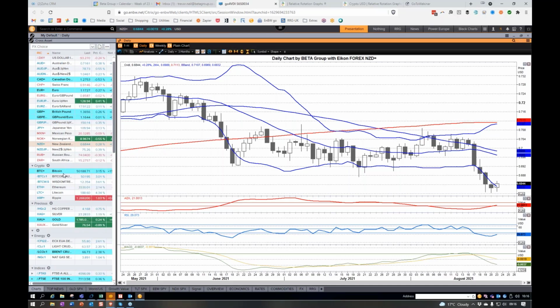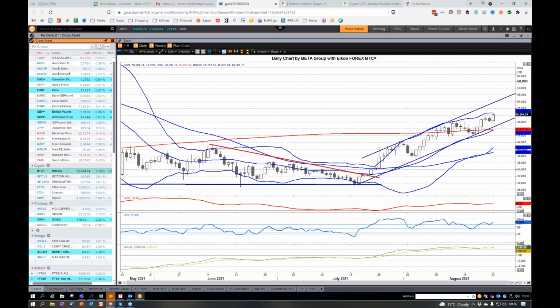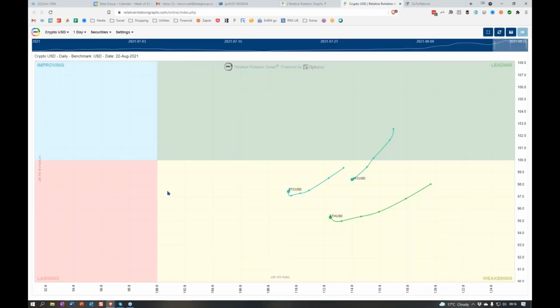So moving now to the cryptos, if you're all done there. Now let's look at the RRG of this. So here we've got all of the cryptos on the right hand side of 100. That means they're all outperforming the dollar. You'd have been better this week in the cryptos than in the dollar. But look at the direction, southwest.